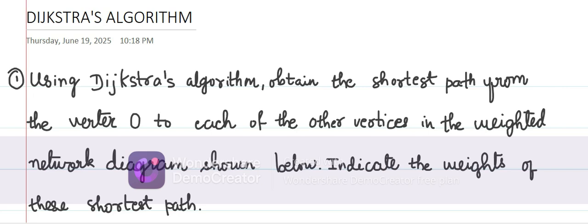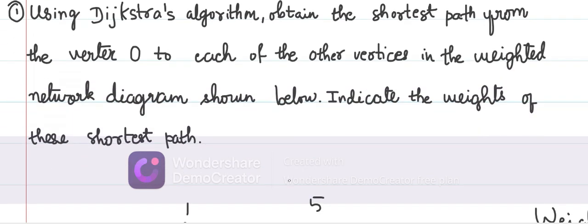Students, in this class let us solve a problem on Dijkstra's algorithm. Look at the question. Using Dijkstra's algorithm, we have to obtain the shortest path from the vertex 0 to each of the other vertices in the weighted network diagram as shown below, and indicate the weight of this shortest path.